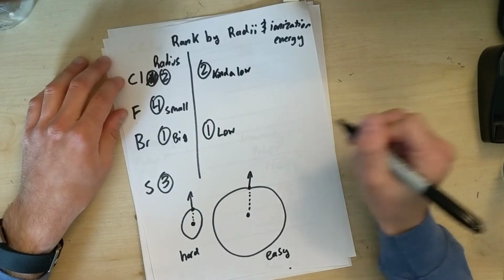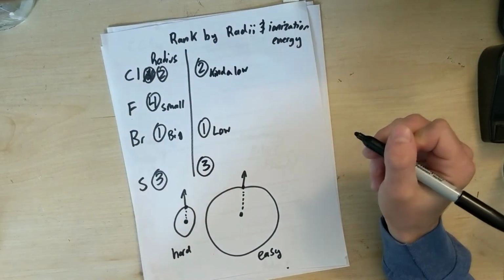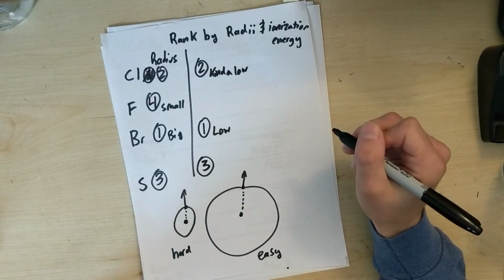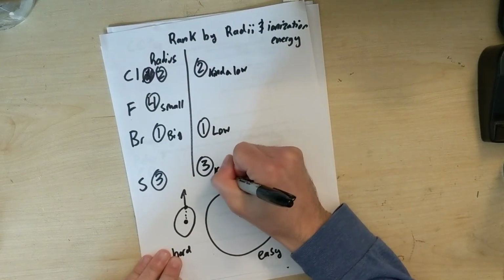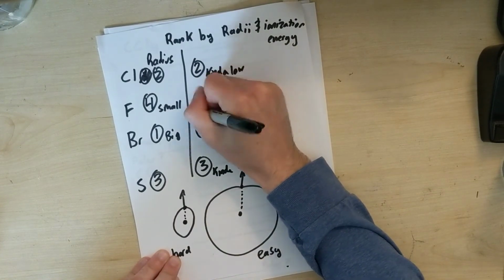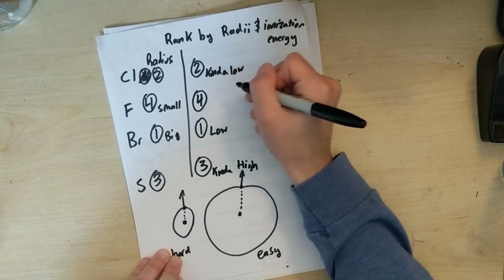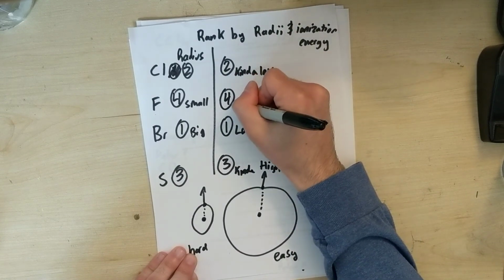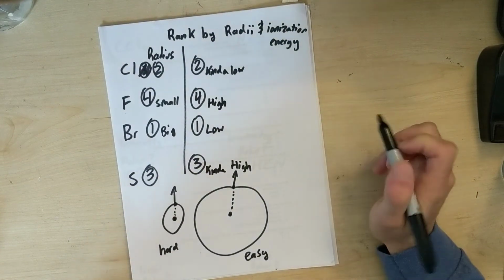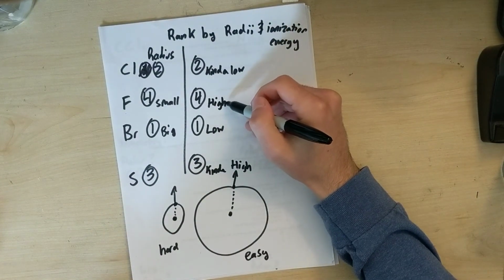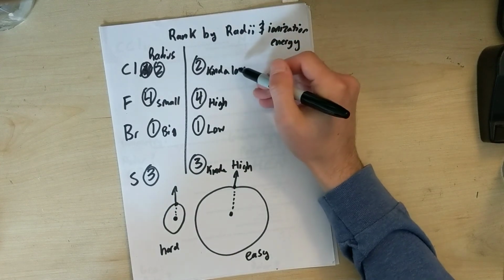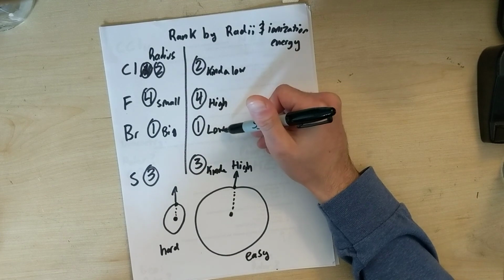Okay. Sulfur will be 3, where we have a kind of small radius, so this will actually be kind of high. And then 4, the fluorine has a very, very small radius, so this will be high. So fluorine has a very high ionization energy. Sulfur has a slightly lower ionization energy. Chlorine has an even lower ionization energy, and bromine is pretty easy to ionize.